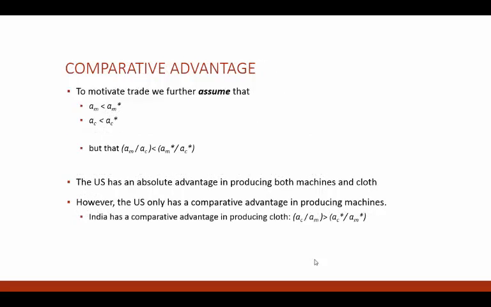Now let us bring in the possibility of trade, again based on the presence of comparative advantage. In what follows, using the notation already in use, I assume that the US has an absolute advantage in both goods, but in terms of comparative advantage, it has it only for machines, whereas India has a comparative advantage in producing cloth. Make sure you understand the algebraic depictions in these slides.